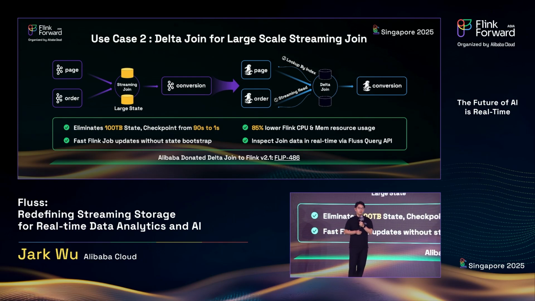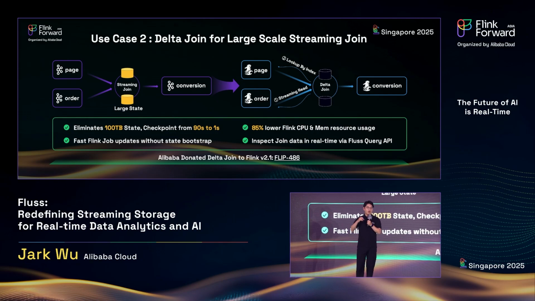And it also cuts the Flink resource usage by 85%. Beyond that, I think the major benefit is the decoupling of the state and the job logic. So changes to the Flink job no longer require a reprocess of the entire state. It makes Flink job updates faster, and users can also inspect the join data directly in Fluss.